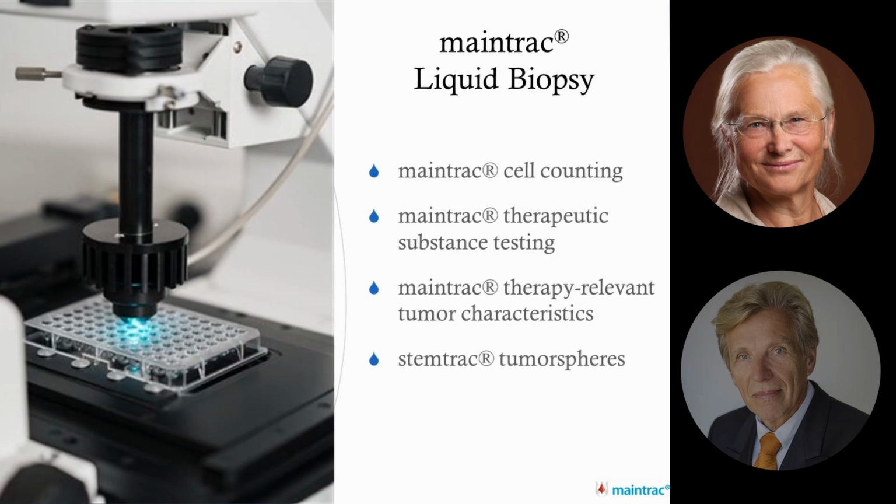What can we perform with this approach? We can count the cells over time and then show the trajectory of the cell numbers. We can test them for therapeutic substances, whether they are sensitive to these substances. We can also show whether these cells carry therapy-relevant tumor characteristics, which may be important if certain therapies are applied. And we can show the most threatening cells, the stem cells, by growing them into tumor spheres.